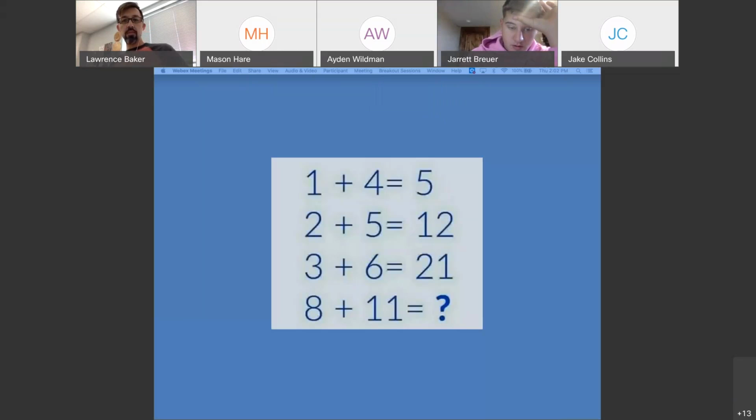Sorry, my program's being weird here. Did the screen die on your end, you guys? Yes. Okay. My notebook program crashed, the one that lets me use the camera. It's trying to get it back up.